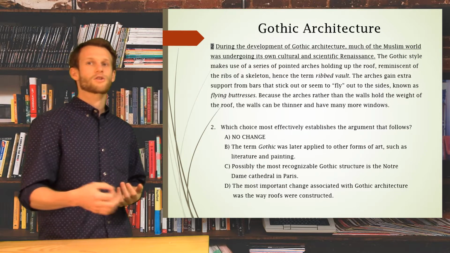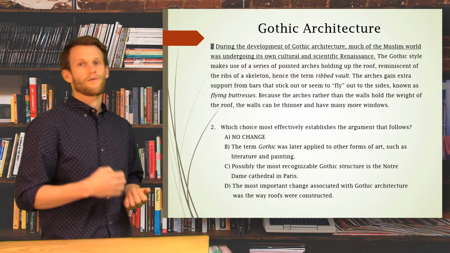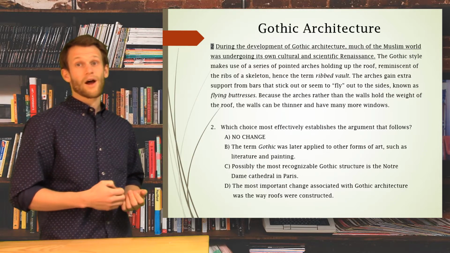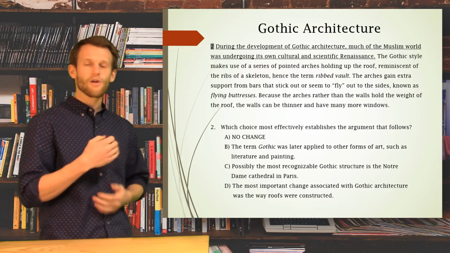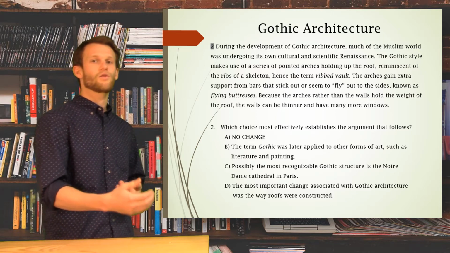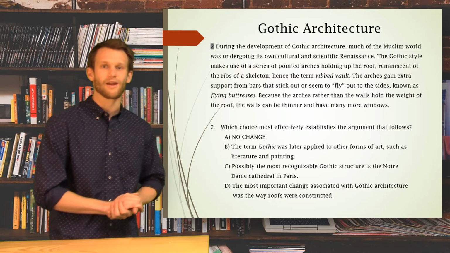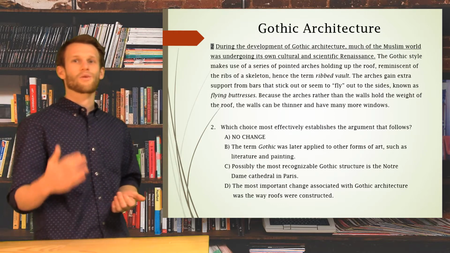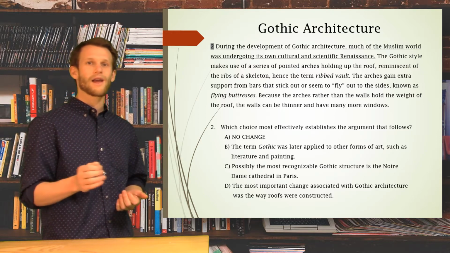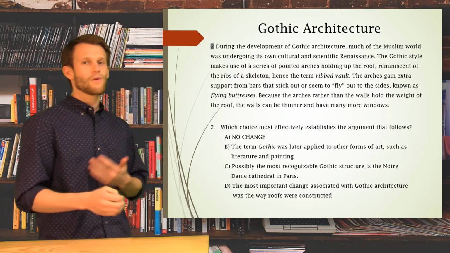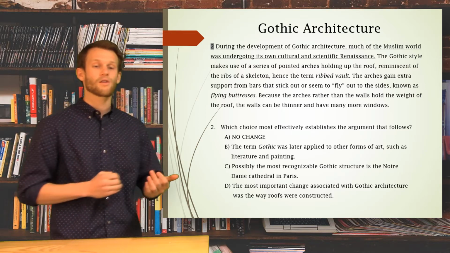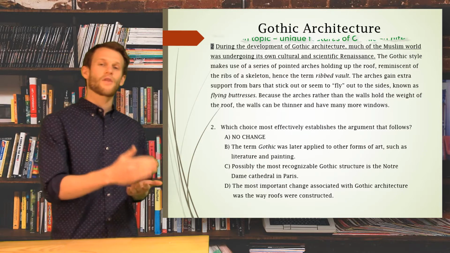So we can quickly go through here, and we see that the Gothic style makes use of arches holding up the roof. We've got the term ribbed vault. We've got flying buttresses, and these are all architectural features that tell you how Gothic architecture has a distinct style, or what makes it distinct. And you can see the focus is really on the walls and the roof, or those flying buttresses on the roof.